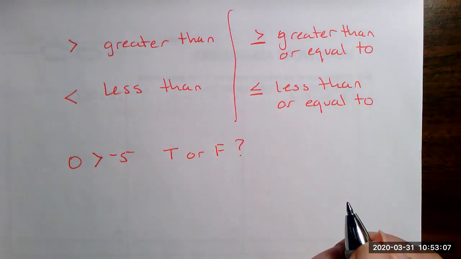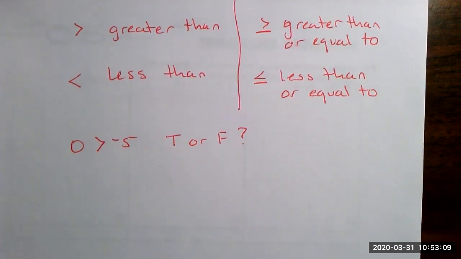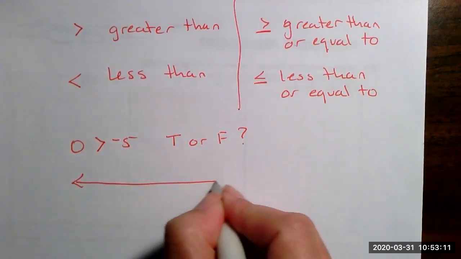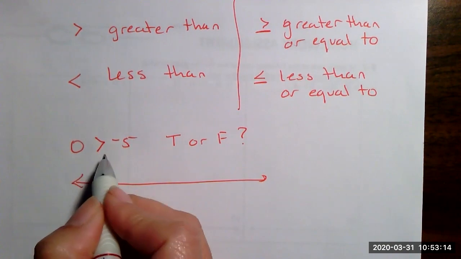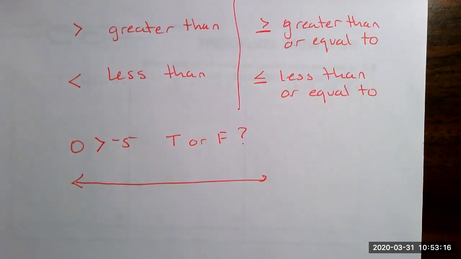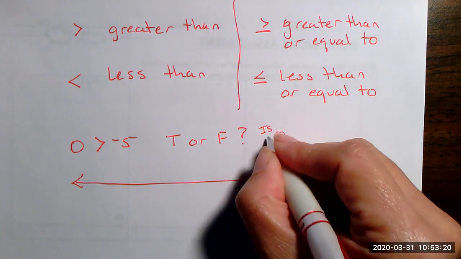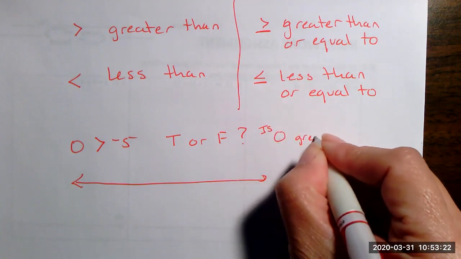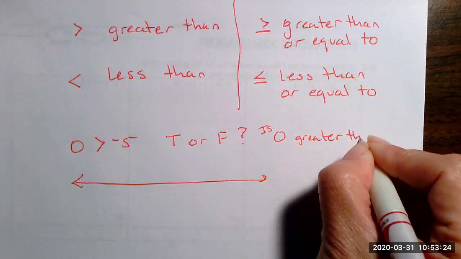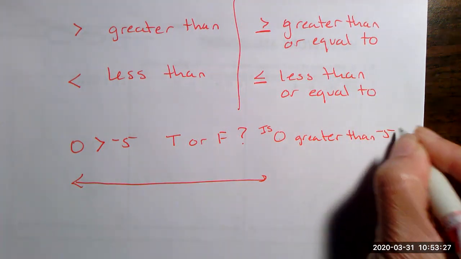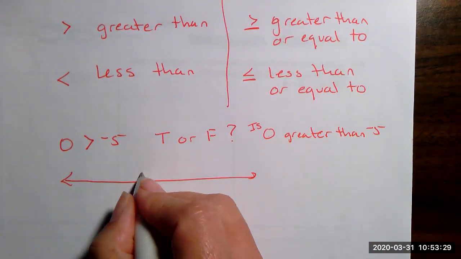All right, well, let's take a look at some of the ways of interpreting that. So what we're asking is basically, is 0 more than -5? Is 0 greater than -5? I'm going to write that out just so you can see. Is 0 greater than -5?